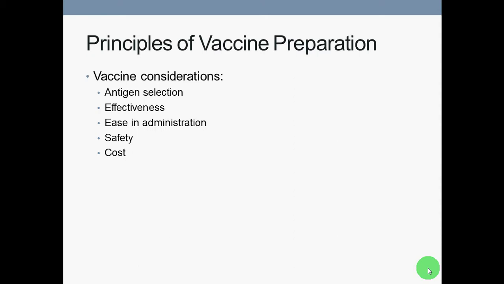Ease of administration. Okay, we don't want a vaccine where you're going to have to be transfused with a lot of fluid, for example. Want something that's a simple shot, or even better, just a little squirt up the nose. Safety, of course, I think that's probably the biggest one. We don't want to give people something that is going to cause more harm than good. And then finally, cost.